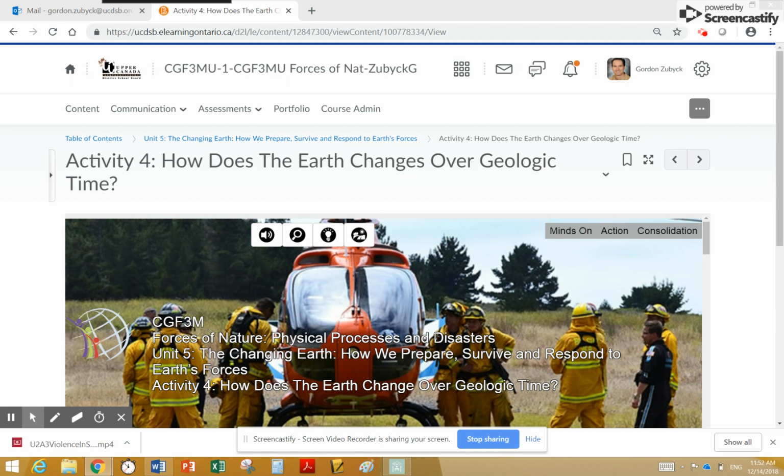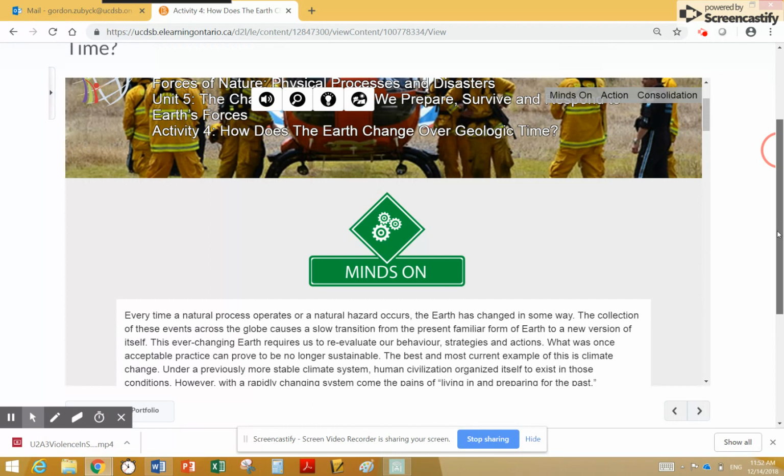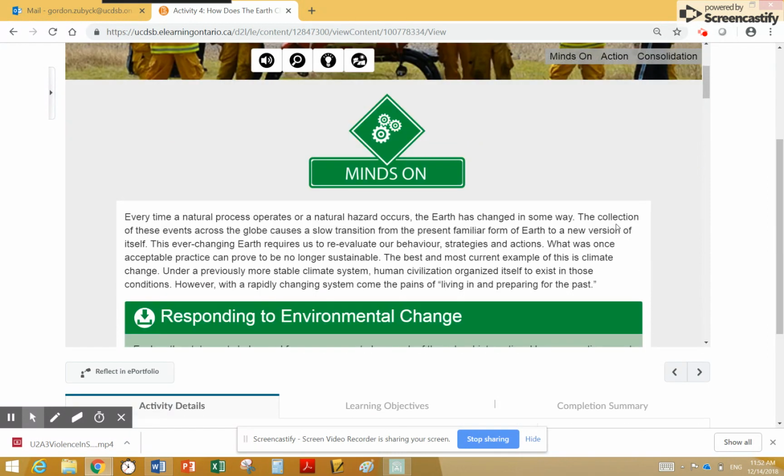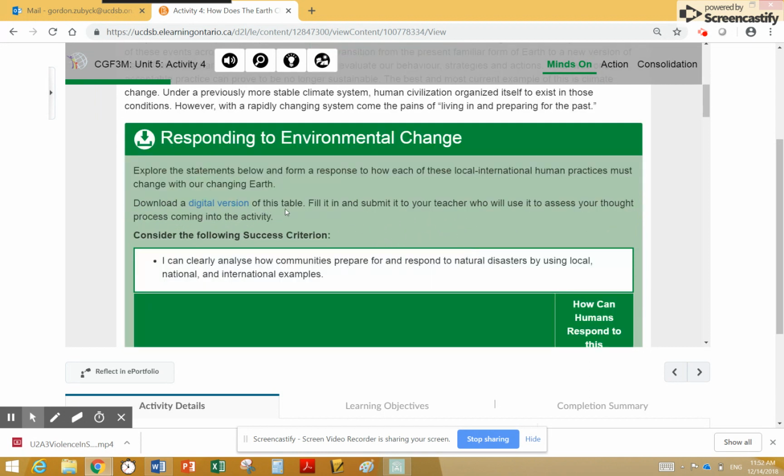So Unit 5, Activity 4, looking at how the Earth changes over geologic time. There's lots of change that occurs over time. It's crazy how fast things can change sometimes, and other things have changed quite slowly. So the idea here is responding to environmental change. There's a digital version of this table that you need to download.